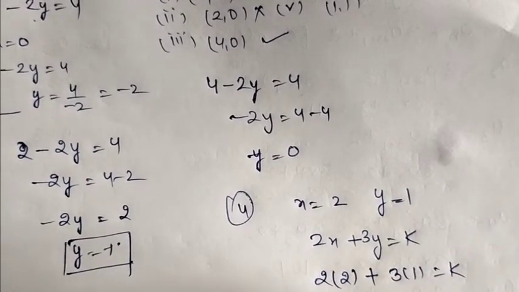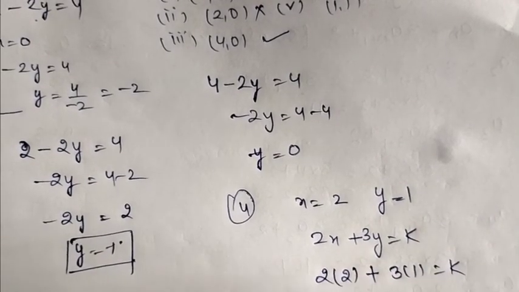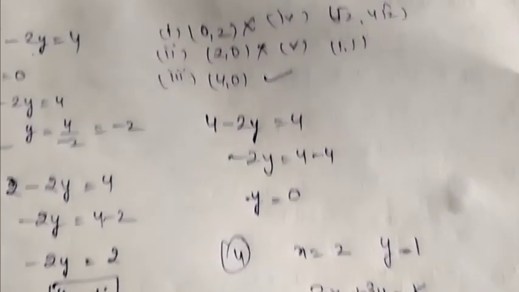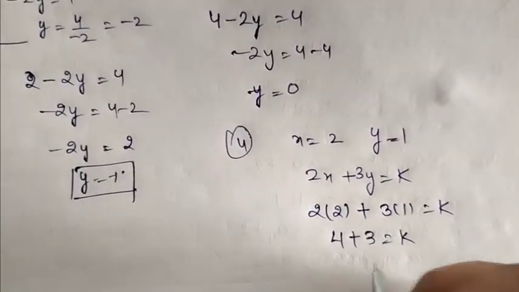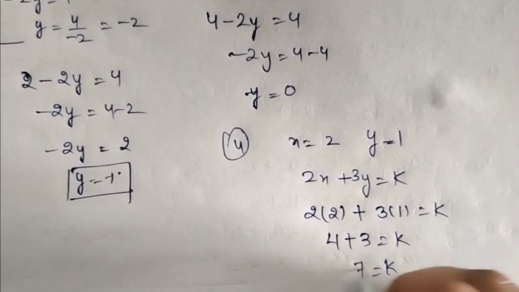So this will be 4 plus 3 equals to k. So it means, as you can see here, k will be 7. So 7 is the answer.